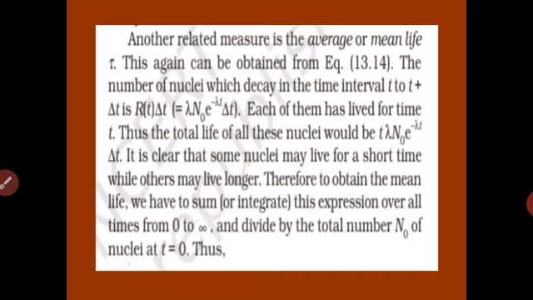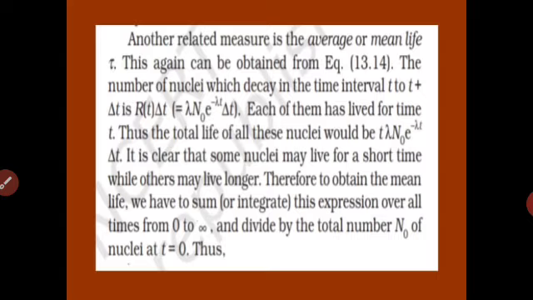It is clear that some nuclei may live for a short time while others may live longer. Therefore, to obtain the mean life, we have to sum or integrate this expression over all times from 0 to infinity and divide it by the total number N naught of the nuclei at t equals 0. This is exactly what we do in mathematics when we want to take the average or the mean.